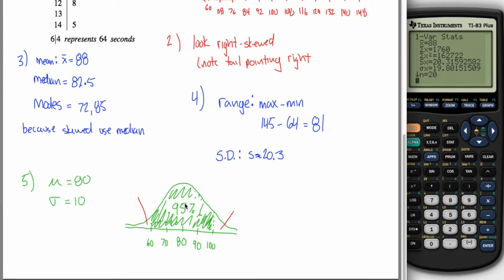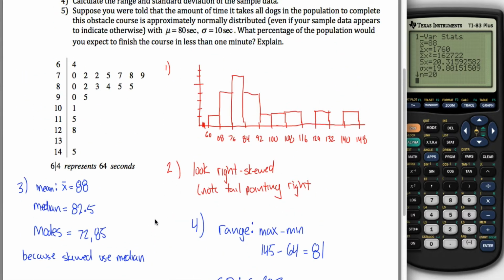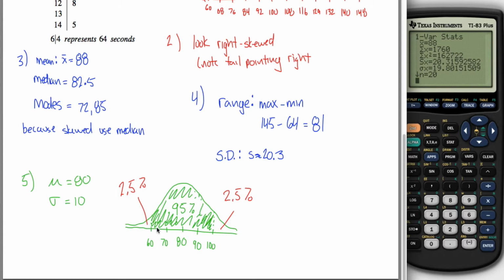So I got 95% in the middle. That means 5% is on the outsides. If there's 5% on the outsides and there's two outsides for that 5% to be in, that means there must be 2.5% on this side and 2.5% on this side. This picture answers my question because my question said, what percentage of the population would you expect to finish the course in less than 1 minute? Come down and look at the picture. Less than 1 minute here looks like 2.5%.